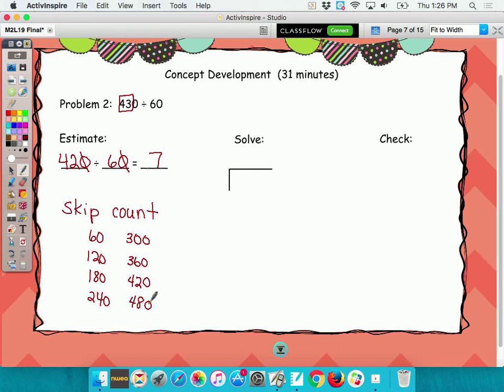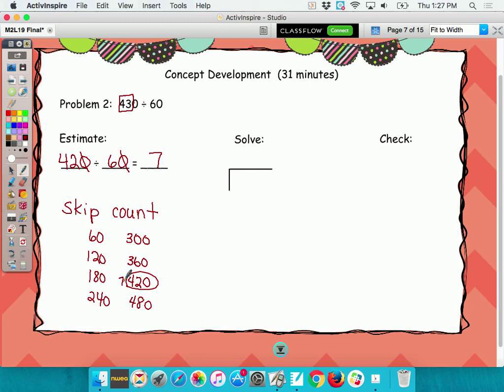Okay, so which one of these numbers down here, Jose, is closest to 430? 420, you can't go over. So circle it. Remember, I'm teaching you a strategy. 1, 2, 3, 4, 5, 6, 7. Okay, so we have a starting point at 7.